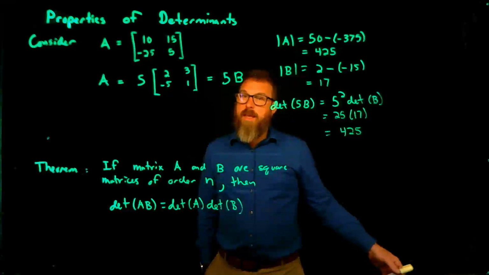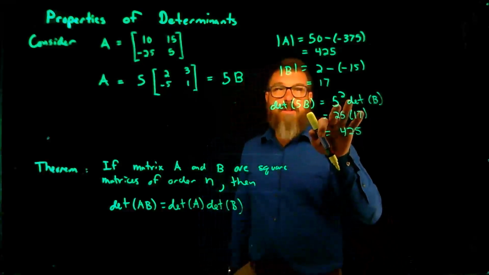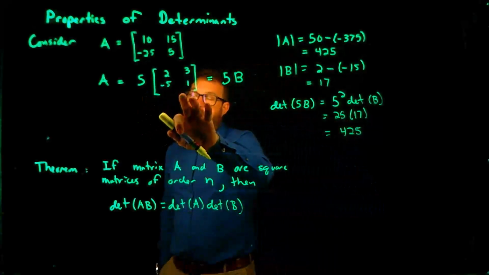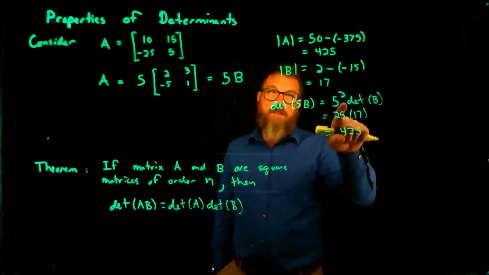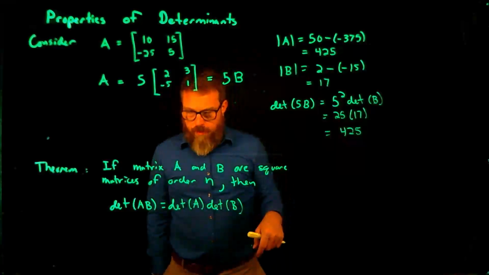So that's really our next property when it comes to matrix multiplication. What we can say is if we have any real number c, then c times any matrix is going to be equal to c to its degree, c to the nth power, because this was an n by n matrix, times the determinant of that matrix.